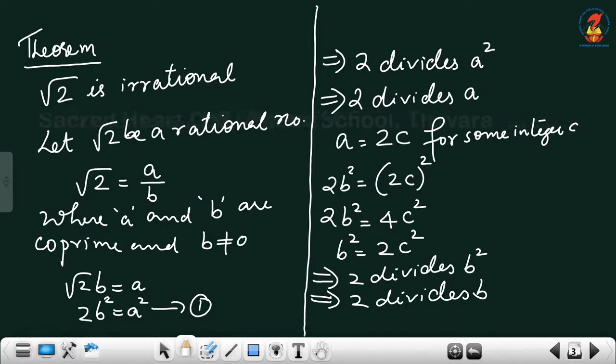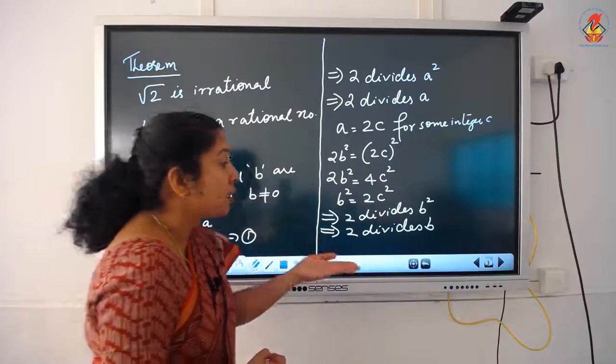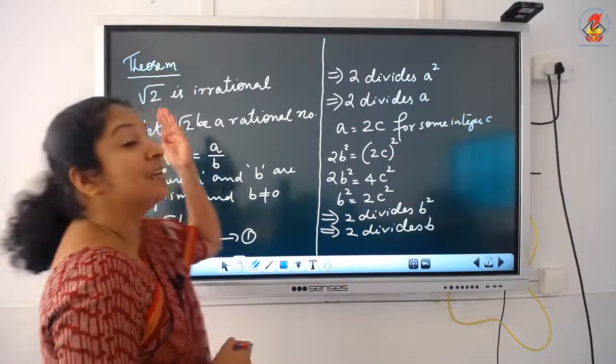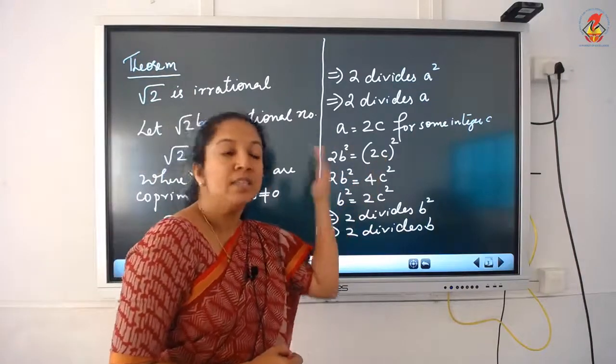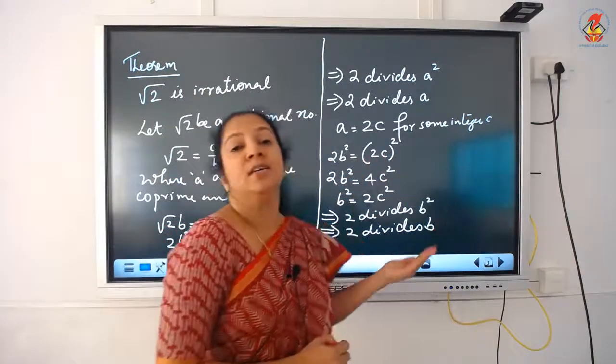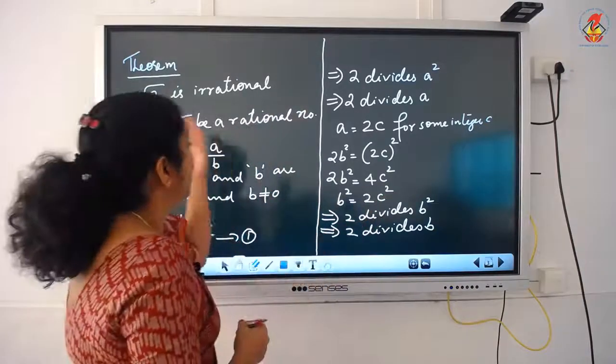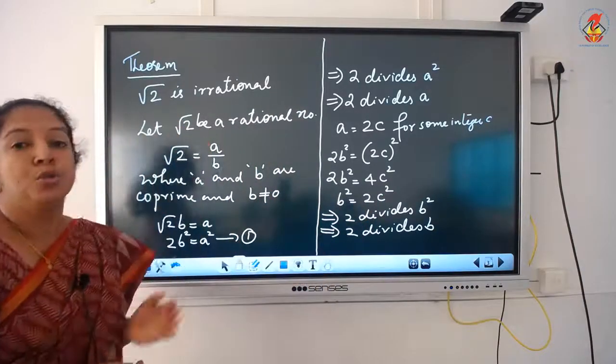But we have supposed that a and b are co-prime numbers. Only 1 is the common factor. But here what we got is 2 is the common factor of both of these. So this is a contradiction. Since we have supposed root 2 is rational, we got the contradiction. So what we can say is root 2 is irrational.